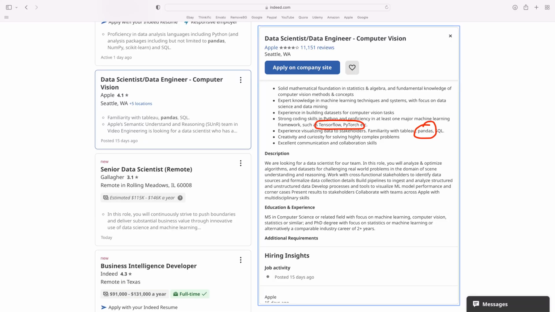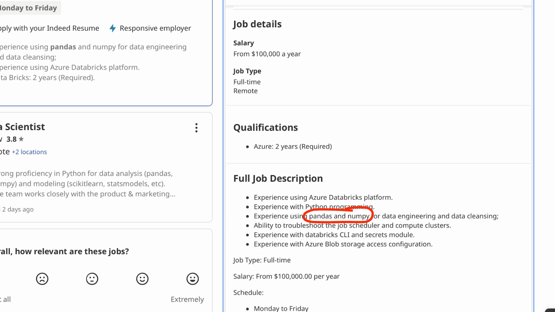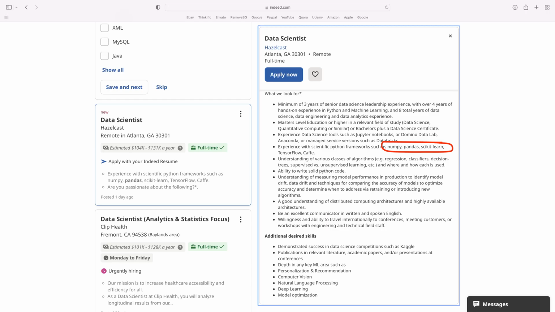Let's look at a few roles. How about this one at Apple? Pandas is a library for data manipulation, and TensorFlow and PyTorch are deep learning frameworks. Yep, you'll be using libraries at Apple. Here's a data scientist role. Check out that third bullet point. Yep, libraries and frameworks. Here's another role for a machine learning engineer. Yep, Pandas and NumPy. Here's one last data science role. Notice the NumPy, scikit-learn, and Pandas?